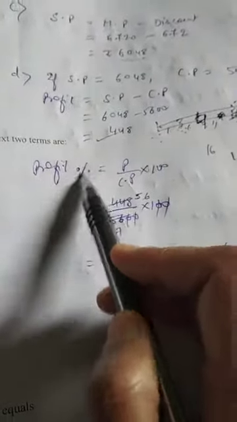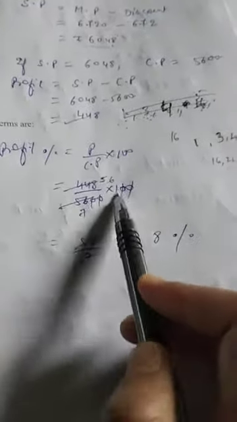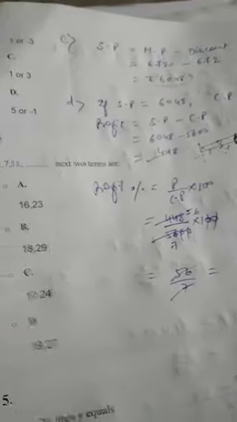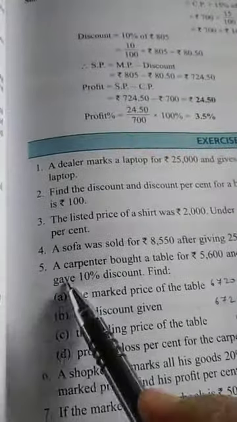Now we will change this profit into profit percentage. So profit percentage is equal to profit by CP into 100. Profit by CP into 100, cancel it out. We will get 56 by 7, that is 8% is the profit percent. Question number 5, A, B, C, D we have done.